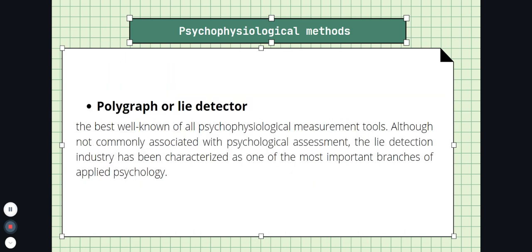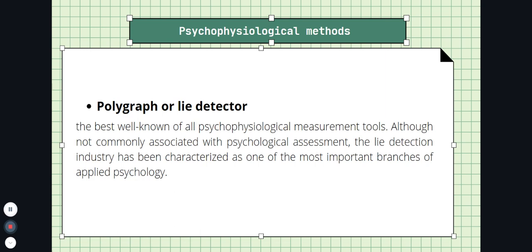So next, the best well-known psychophysiological measurement tool is the polygraph or the lie detector. Although not commonly associated with psychological assessment, the lie detection industry has been characterized as one of the most important branches of psychology. This is especially true today given the frequency with which such tests are administered as well as the potential consequences as a result of such tests.